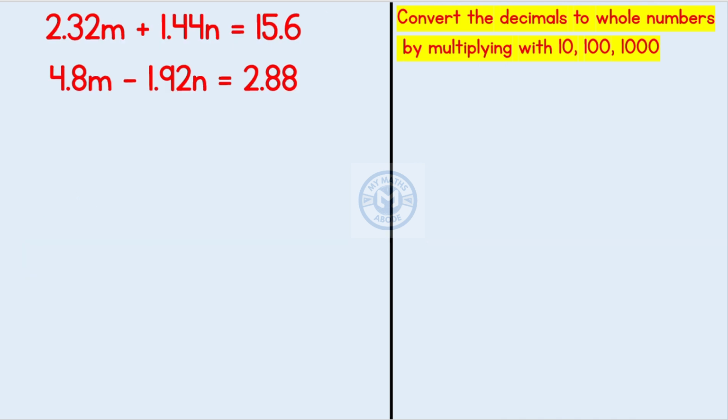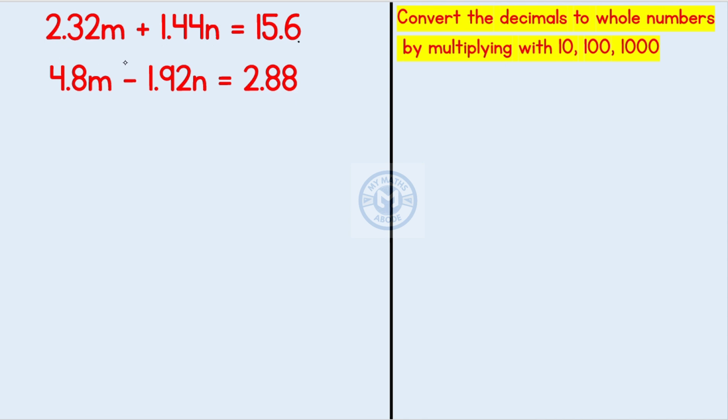Alright, let's try something else. If we have those numbers here, they're in decimal, right? So we have to try and convert them to whole numbers, either by multiplying with 10, 100, or 1,000. So let me investigate 10. If I multiply this by 10, no, it won't give me a whole number. No, this will give me a whole number. This will give me a whole number. But these two will not give me a whole number. So no, I'm not picking that.